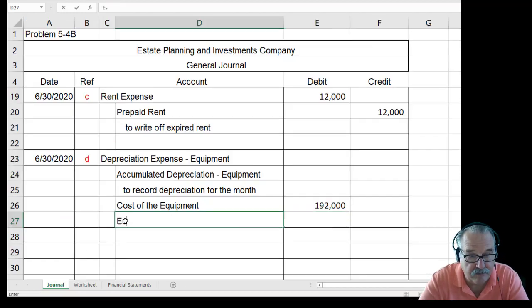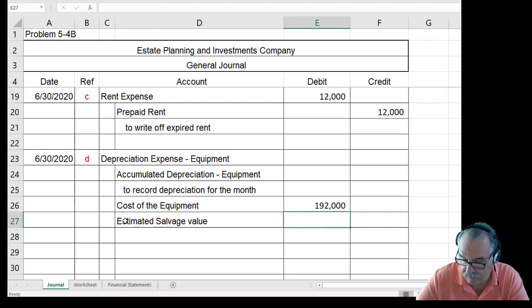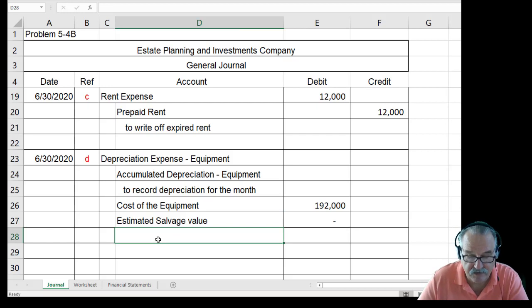They told us the estimated salvage value is 0. Now, that is not typical, because if we use a piece of equipment for 5 years, it's probably going to be worth something, even just the scrap value of the metal. But the assumption here is, or what they told us, is the estimated salvage value is 0. But we would normally have a salvage value, and that's why I wanted to show it here, even though it's 0 in this case.